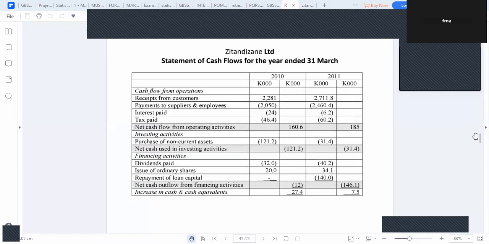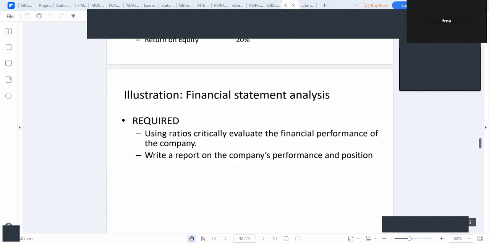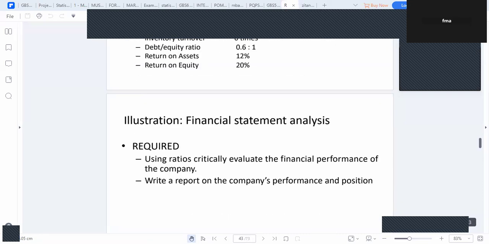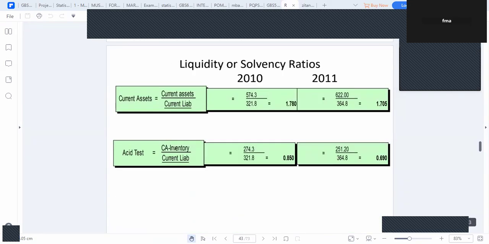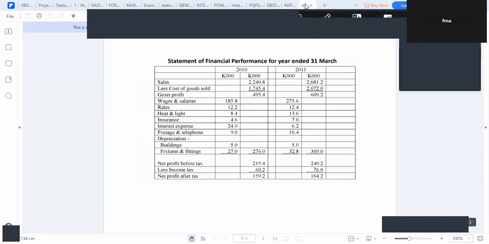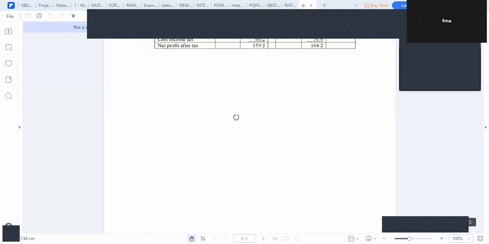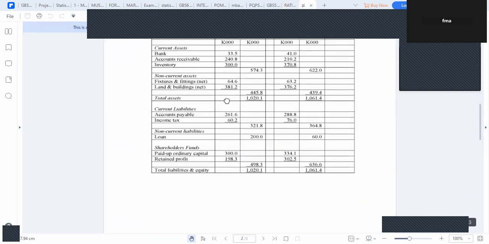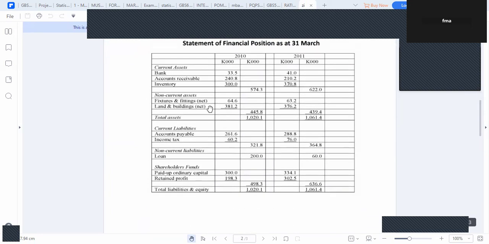Now we're being asked to calculate. Number one requires us to use ratios to evaluate the performance and write a report. For the liquidity ratios, we have the current ratio and the acid test ratio. So liquidity ratios, we remember that it is current assets over current liabilities, isn't it? So what are our current assets here?